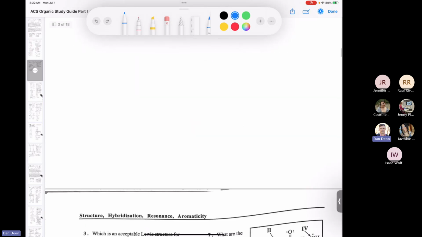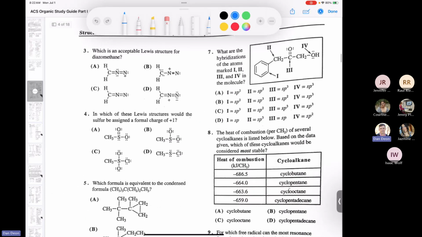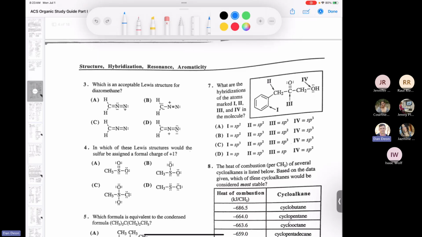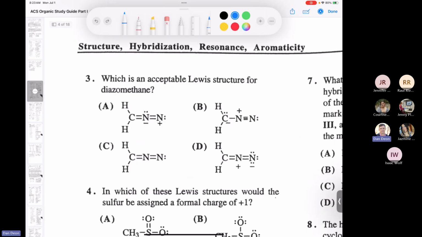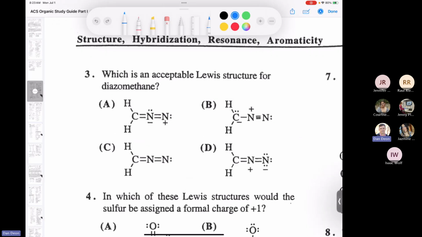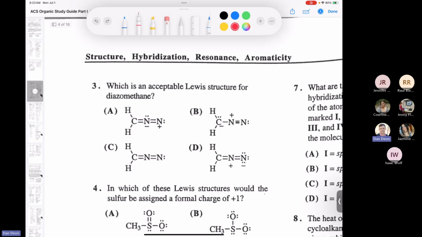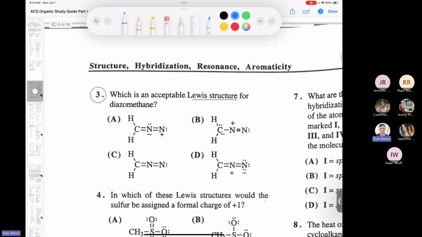So we've covered some nomenclature questions. All right, let's take a look at question number 3 here. We're moving into the next section, which is structure, hybridization, and resonance and aromaticity. Quite a few things are covered here, but I like question 3. Why? This is a question that could have been asked in General Chemistry 1, okay? Because it's just a Lewis structure question, so you've got to be on the spot on Lewis structures.